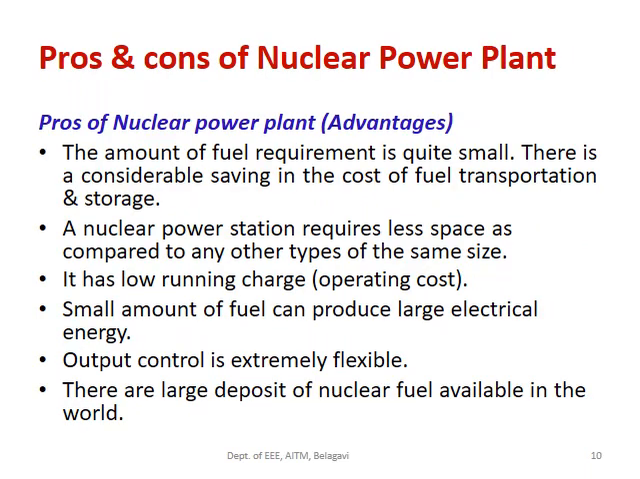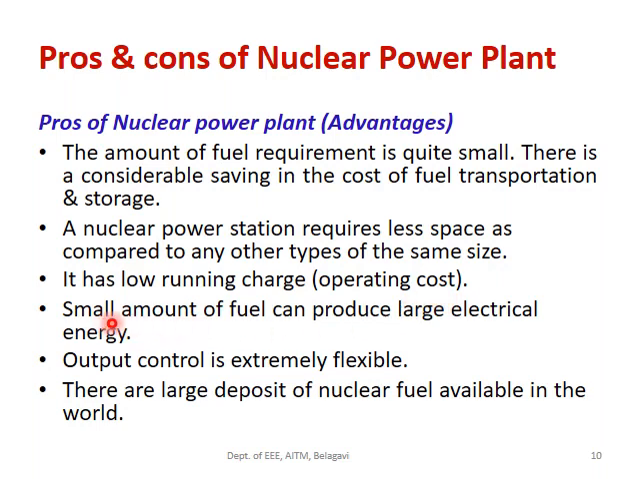So let us see the merits and demerits of nuclear power plants. Let us begin with the merits. As we know, the amount of fuel required is very small compared to other kinds of resources. So the cost of transportation and storage of fuel is less. A nuclear power station requires less space as we have less fuel to store. It has a low running charge, that is, the operating cost of the nuclear power plant is less.